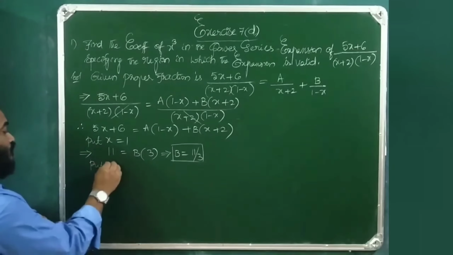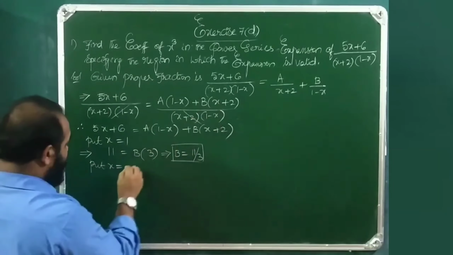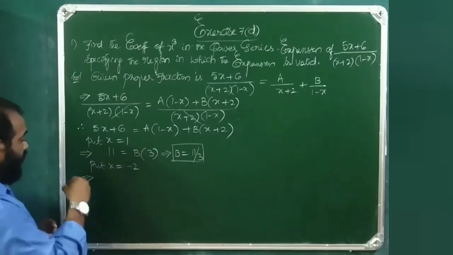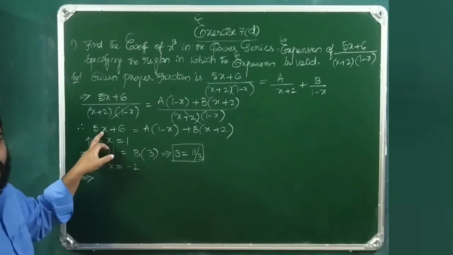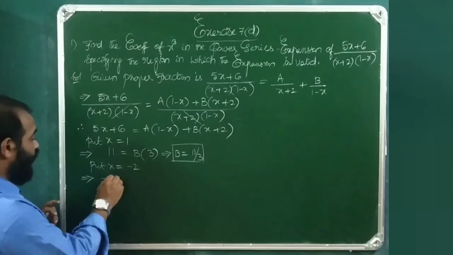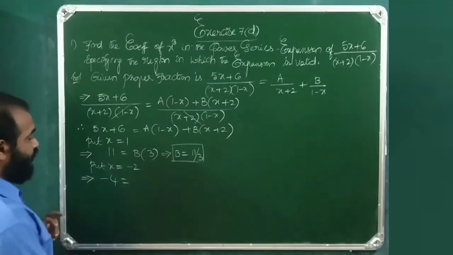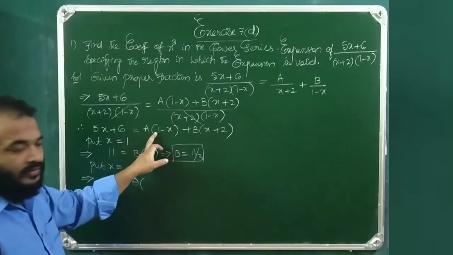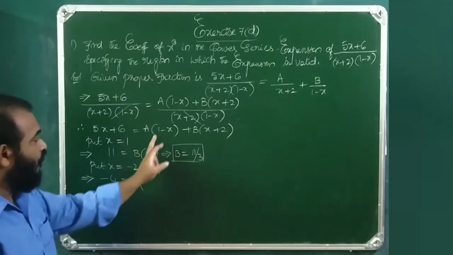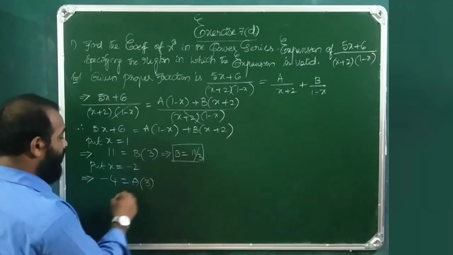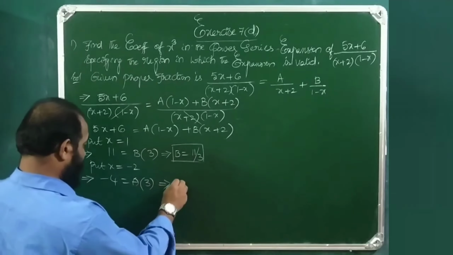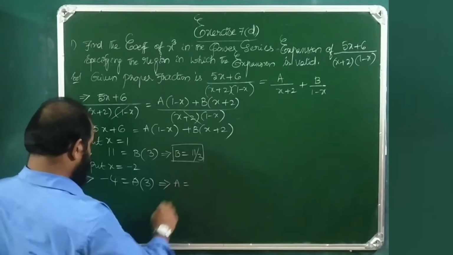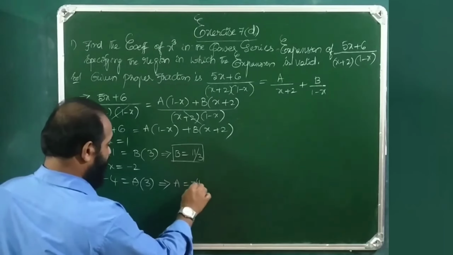Put x equals minus 2. 5 into minus 2, minus 10 plus 6 is minus 4, is equal to A into (1 minus of minus 2). So 1 plus 2 is 3. This gives A equals minus 4 by 3.